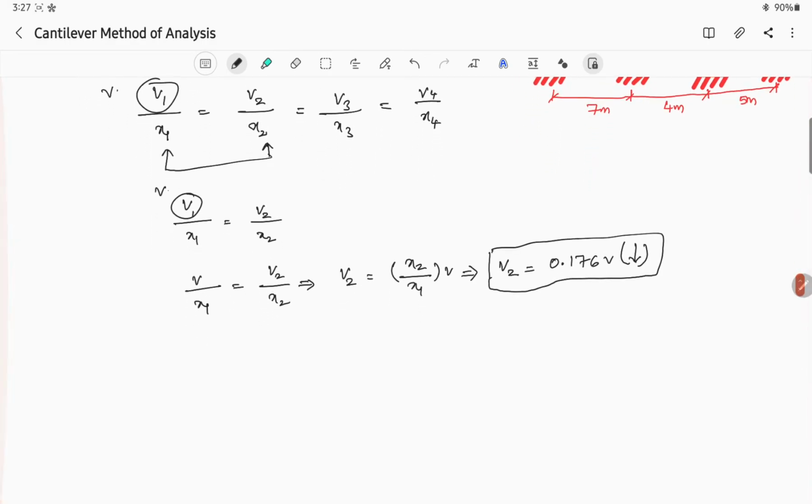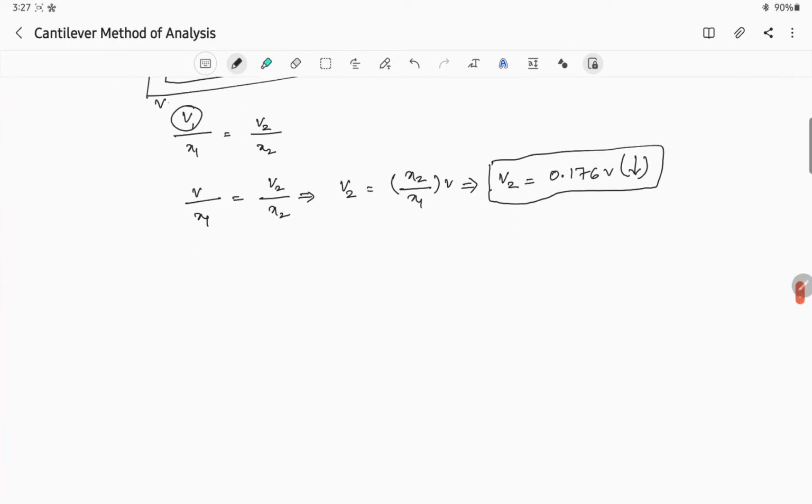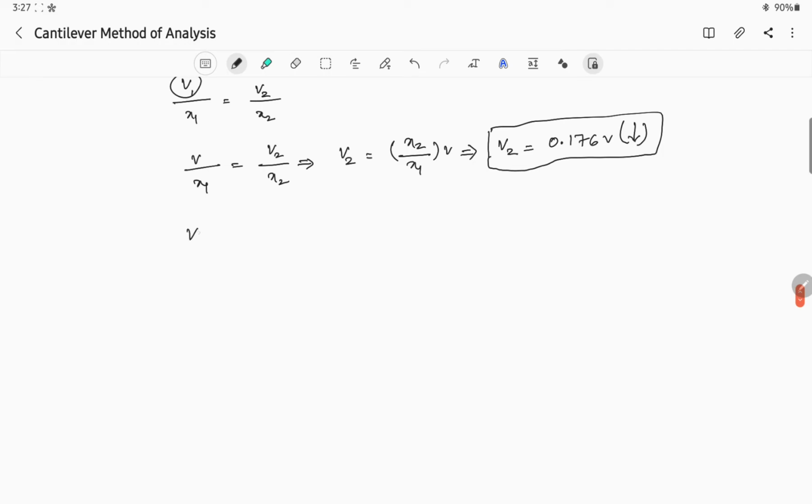Similarly, we will equate this term with the third term to get the value of V3 in terms of V. That is, V by x1 is equal to V3 by x3. That implies V3 is equal to x3 by x1 into V. If you simplify further, you will get the value of V3 as 0.294 V.